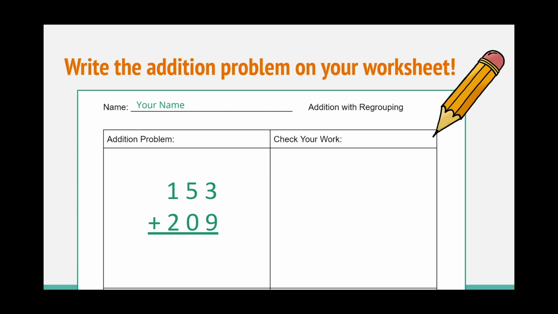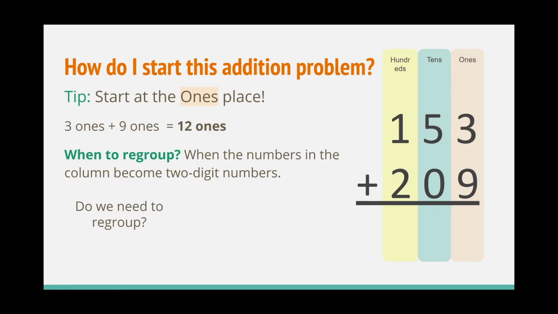The first thing I want you to do is take your piece of paper and write the addition problem on your worksheet: 153 plus 209. How do I start this addition problem? Tip: start at the ones place. We add the 3 ones plus the 9 ones, and that equals 12 ones. Do we need to regroup? If you said yes, then you are correct. 3 plus 9 equals 12. 12 is a two-digit number, so that means we need to regroup.